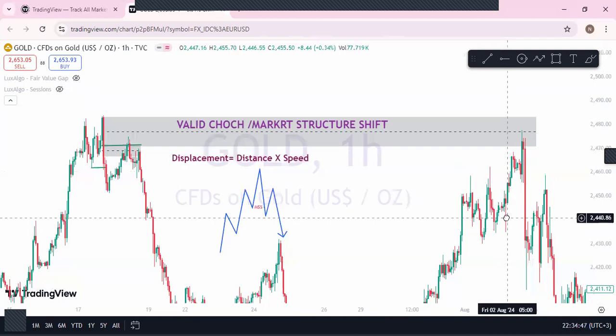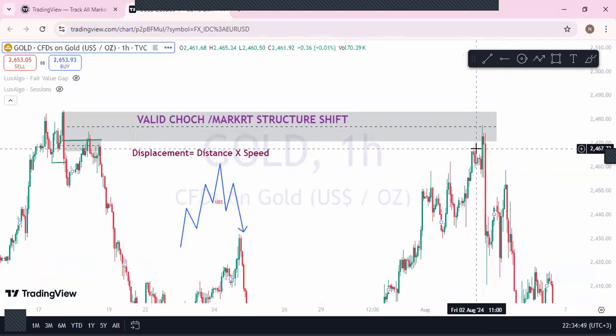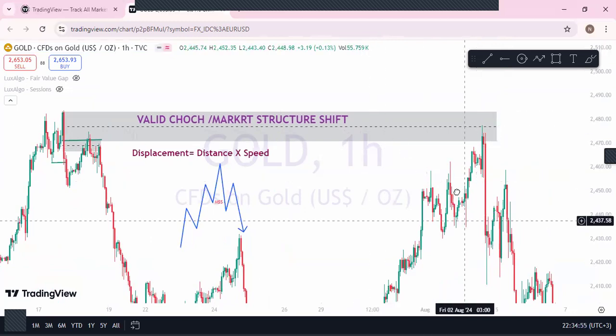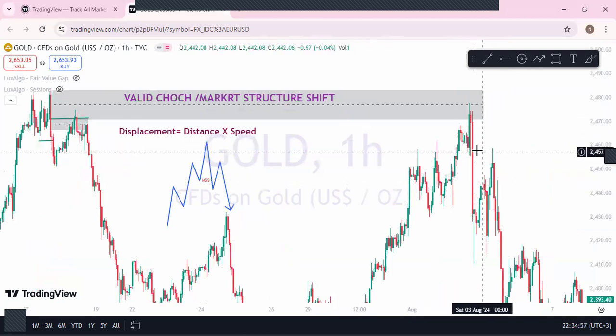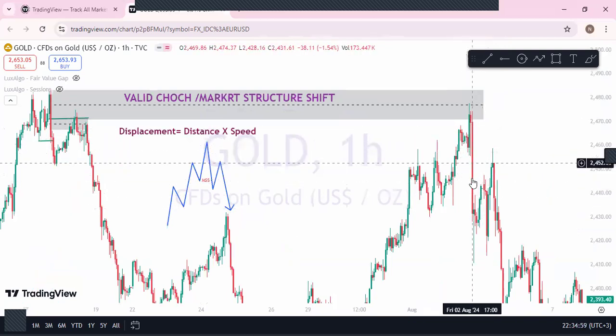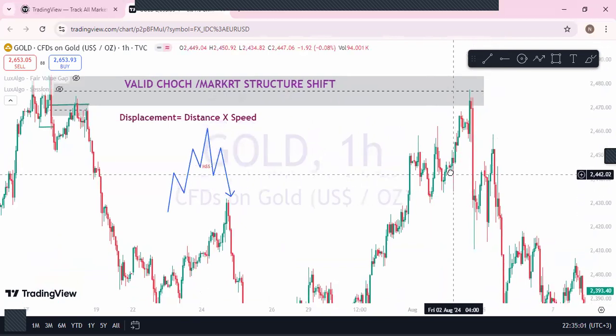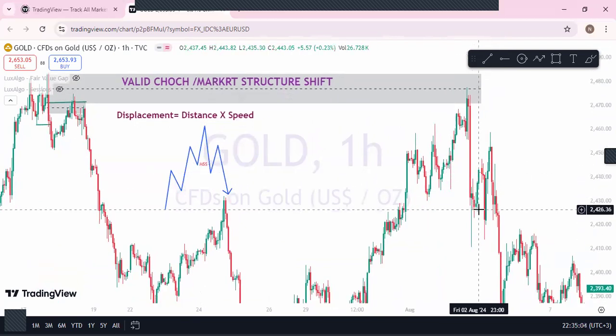So when the market came back to this point, this is our other opportunity to enter into the trade. We can see that the market is now trying to reverse back. What we have to do is wait for the market to change character. Make sure it has displacement. What I've said is that displacement is distance and speed.